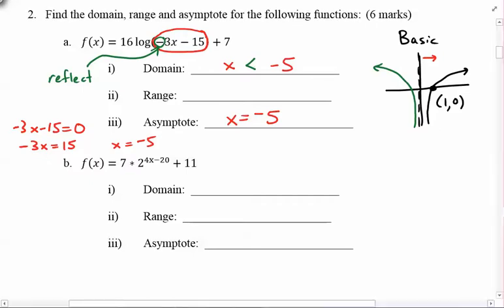The range is whatever y can be. You'll notice that y goes all the way down to -infinity and all the way up to +infinity. And this is always the range for a log function.